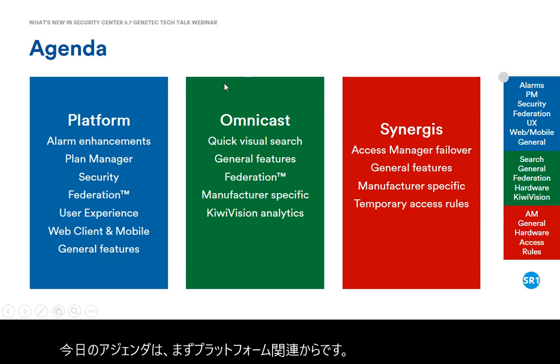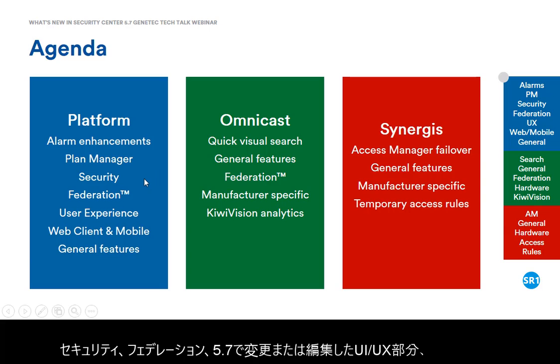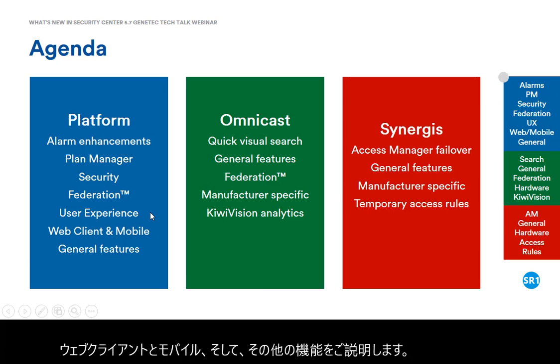So looking at the things we're going to cover today, we're going to start off taking a look at some of the enhancements in the alarms that have been added. After that, we have a few things we've added to Plan Manager that are pretty cool. We'll take a look at a few security and federation enhancements after that, and then some general user interface, user experience things that have been changed or added as of 5.7. And as well, we're going to go through web client and mobile, anything there, and then some general features that don't really fit into any particular category but need to be mentioned just the same.